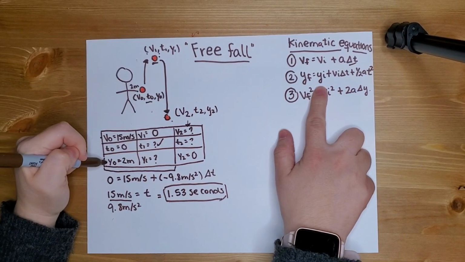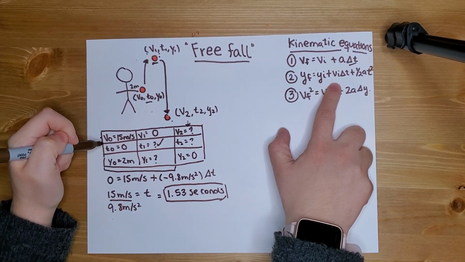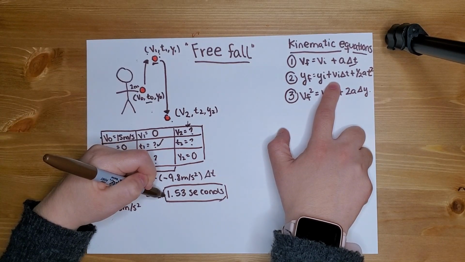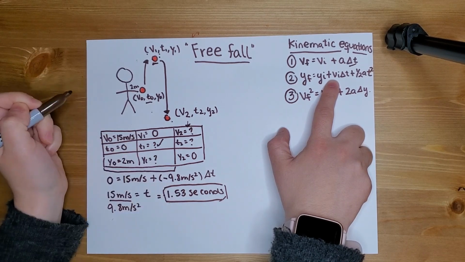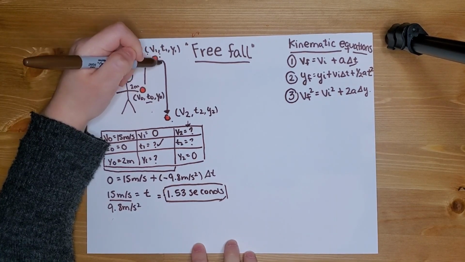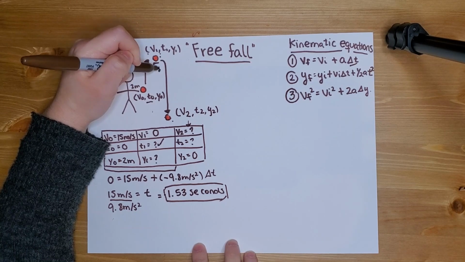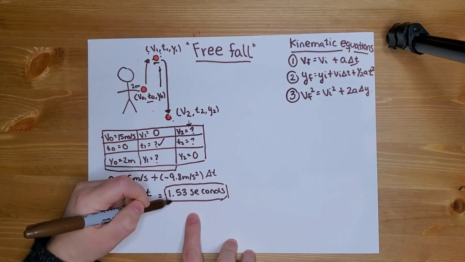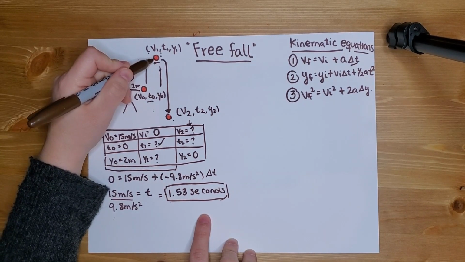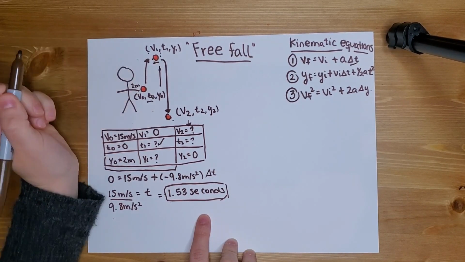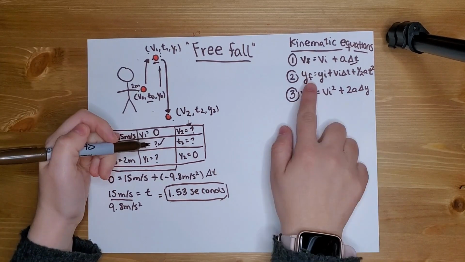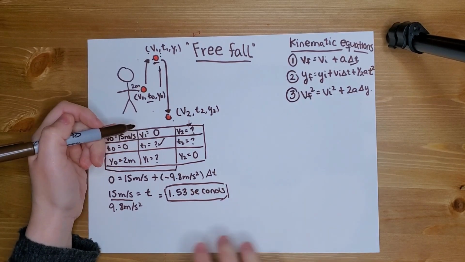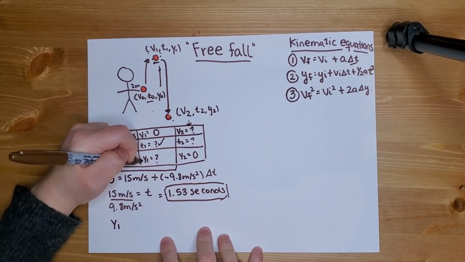Then I have my Y0, so that's 2 meters, plus my initial velocity, which is 15 meters per second, and then I have my time now. My changing time is 1.53 seconds. Remember, we're just doing this part, we're breaking it down to here. So it's only from here to here. So my final time is actually 1.53 seconds. That's when it ends the whole trajectory up to here. So I have everything except for my Y final, my final position. So that's perfect. I can solve for that.